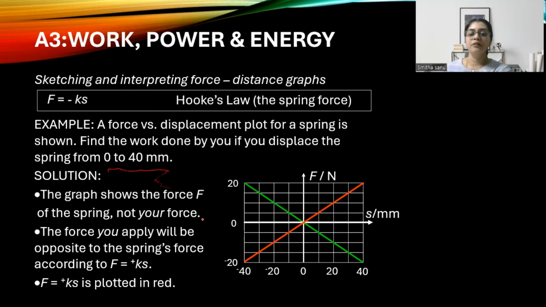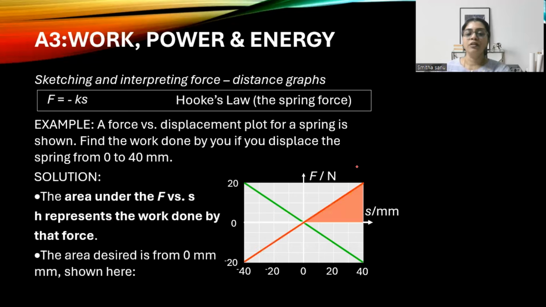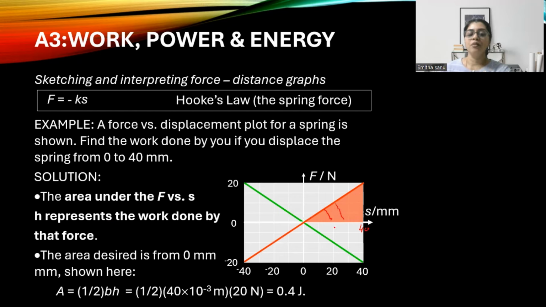So to find work done, you know the formula for work done is force times displacement. So for a graph, force times displacement is nothing but area under the graph. So if I redraw the graph and find the area under the shaded region from 0 to 40, okay, this here is the 40. So area under the graph is half base into height, which is half of 20 times 40 into 10 to the power minus 3, should be around 0.4 joules.